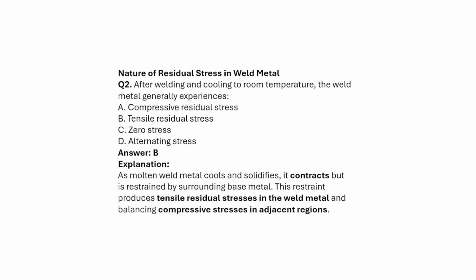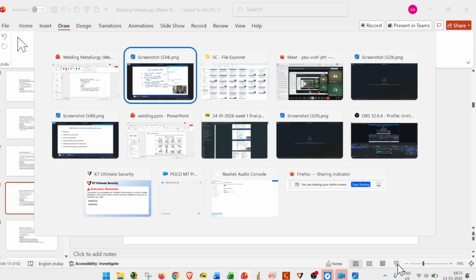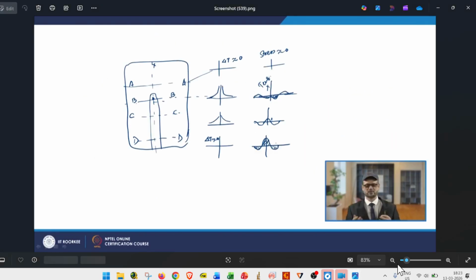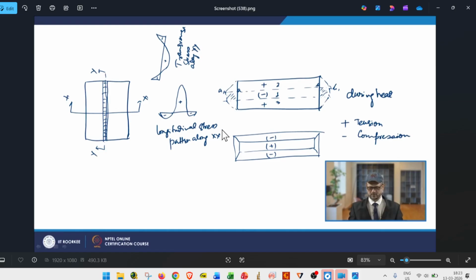After welding and cooling to room temperature, the weld metal generally experiences which kind of stresses? Compressive stresses, tensile, zero stresses, or alternating stresses. I think sir has already touched on this. Yeah, here. During heating time, you can see here, positive is the tensile stresses and negative is the compressive stresses.